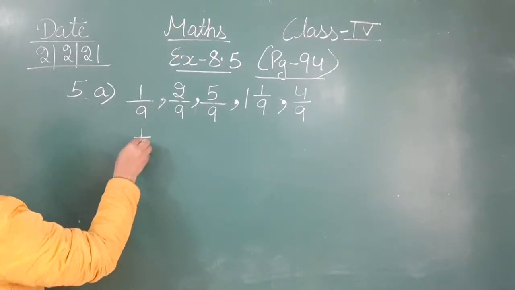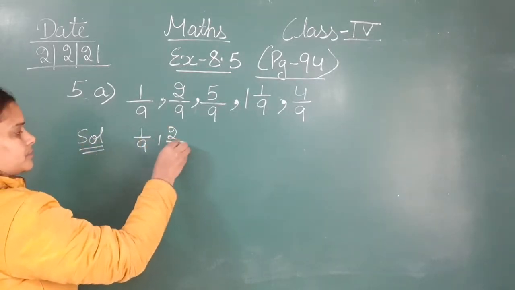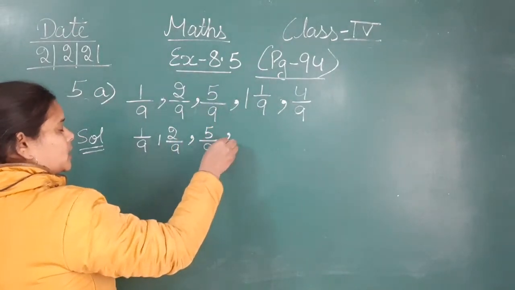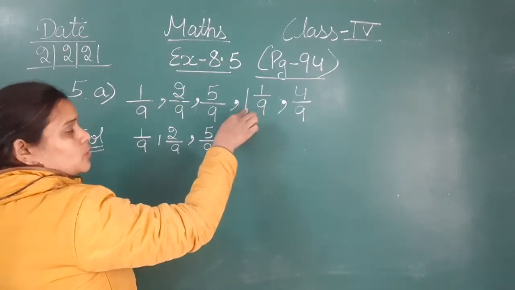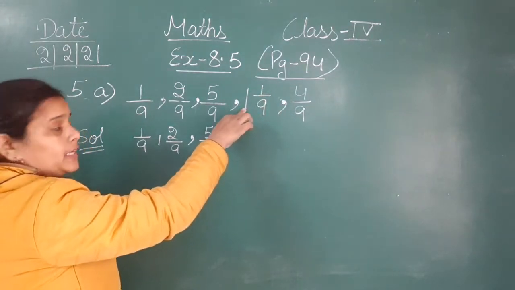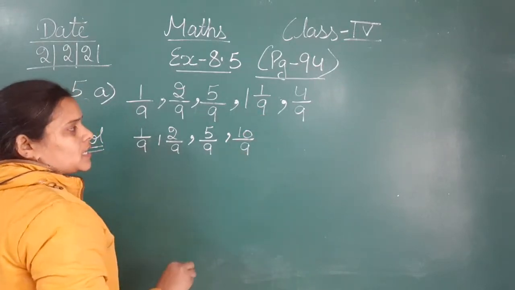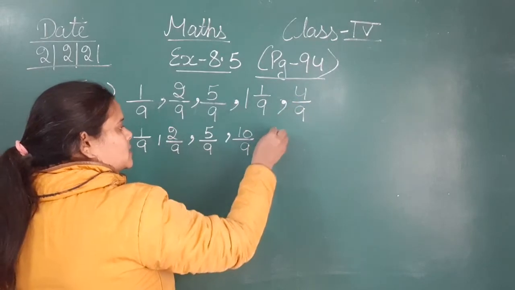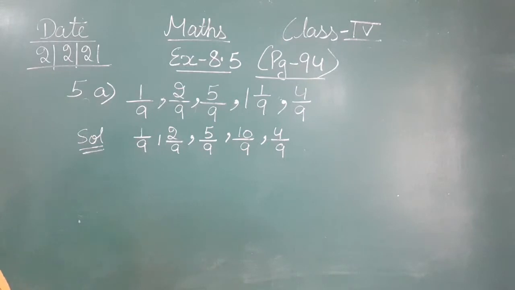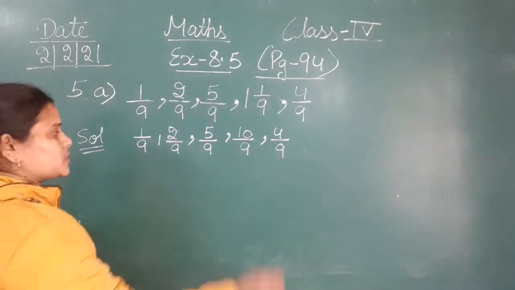This is the solution part. 1 upon 9 as it is, 2 upon 9, 5 upon 9, then 1 1 upon 9. इससे हम इसको मल्टीप्लाई करेंगे एंड जो भी आंसर आएगा उसमें इसको ऐड करेंगे. 9 ones are 9 plus 1, that is 10. Denominator will be same, that is 9. Next is 4 upon 9. So 1 upon 9, 2 upon 9, 5 upon 9, 10 upon 9 and 4 upon 9. So this much we have written.